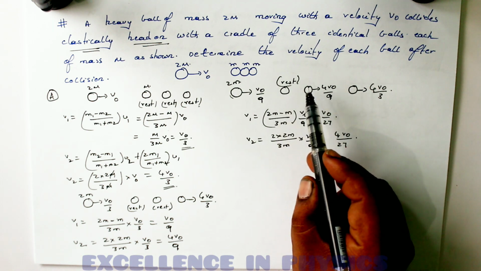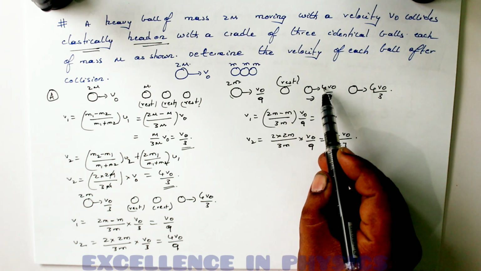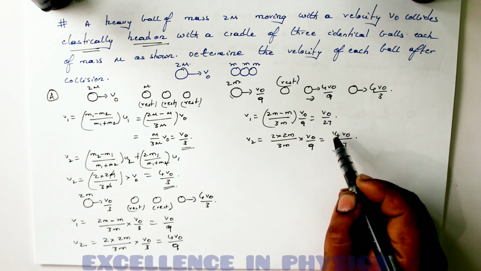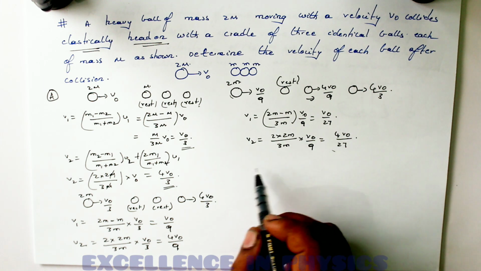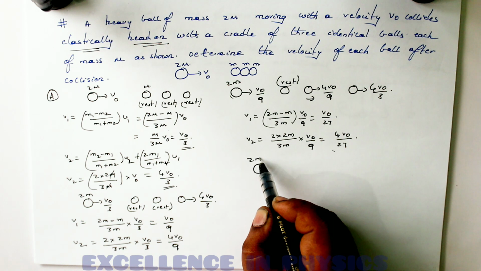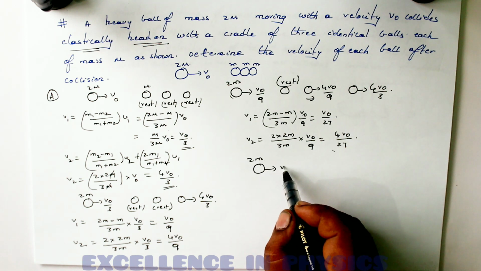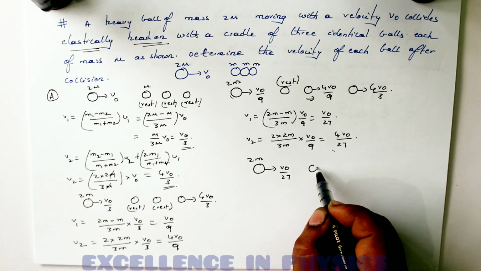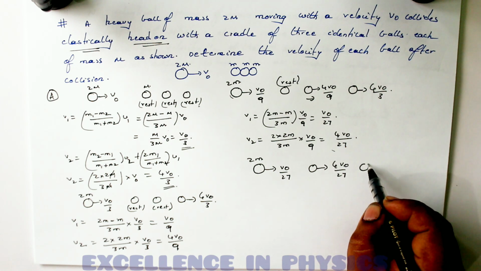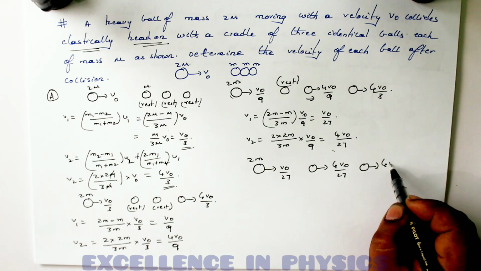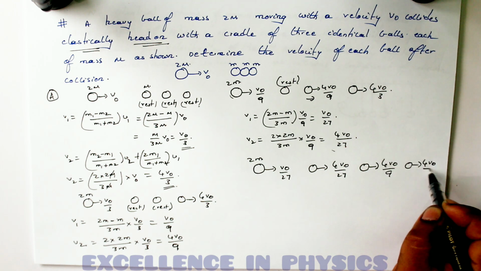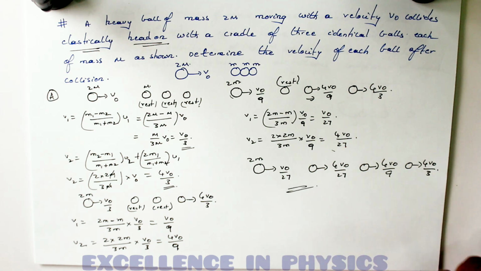Now it cannot collide with the second ball because its velocity is 4 V naught by 9, which is a greater velocity when compared to 4 V naught by 27. So therefore the final velocities I can draw are these. 2m is traveling with a velocity of V naught by 27. The first target ball is traveling with a velocity of 4 V naught by 27. The second target ball is traveling with a velocity of 4 V naught by 9. The third target ball is already traveling with a velocity of 4 V naught by 3. So these are our final velocities, dear students.